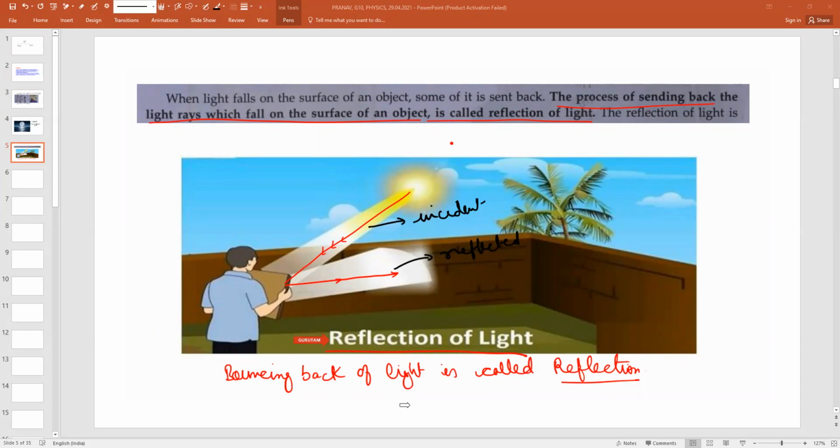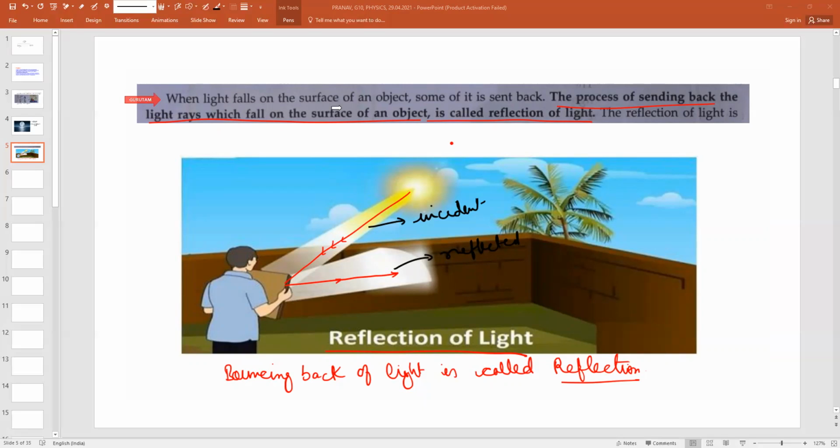Can you see that? Please make a note. Reflection is bouncing back of light. If a question comes for 1 mark, or like a fill in the blanks, you can just write the answer: bouncing back of light. But if the question is for 2 marks, you need to write down the longer one.